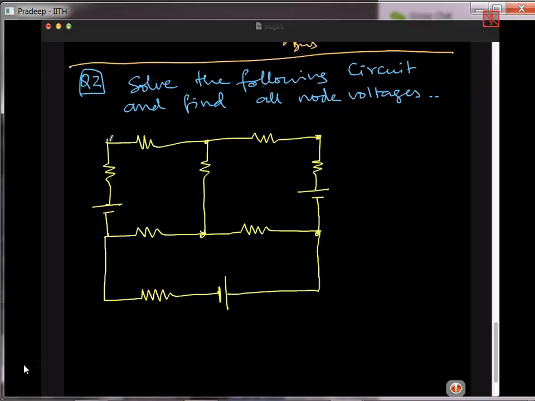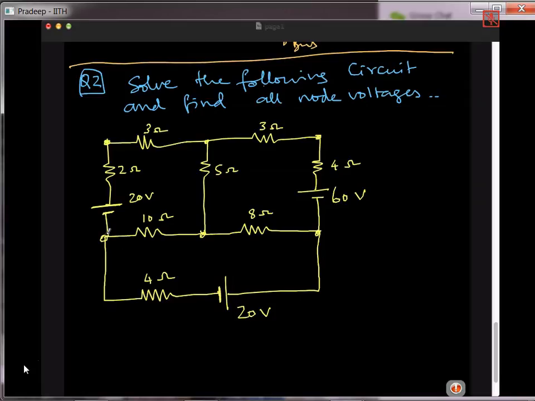So let's just enter the values. Let's say this is 2 ohms, this is 3 ohms, this is 5 ohms, this is 3 ohms, this is 6 ohms, or 4 ohms, this is 8 ohms, this is 4 ohms, and this is 20 volts, this is 30 volts, and this is not 30 volts, let's make it 40 volts, and not 40, I'll make it 60 volts, and let's say this is 20 volts.